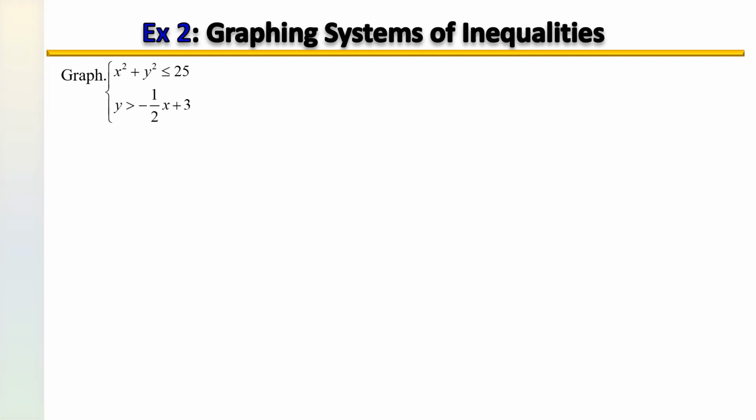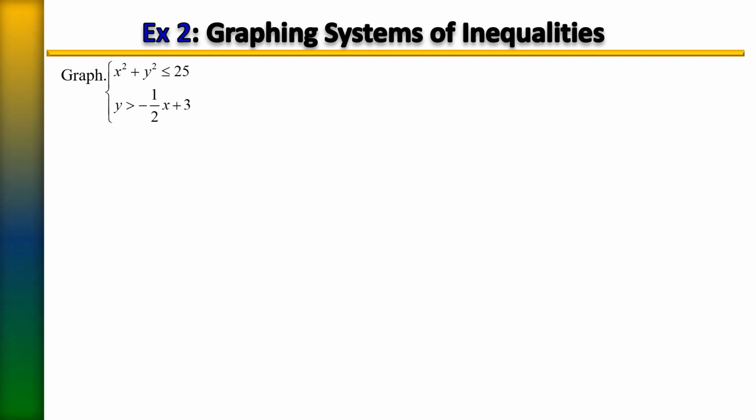In this example, we're going to graph a system of inequalities. So step one is to focus on your first graph. Notice our first graph here. What do you notice about this equation? Well, you should have noticed that with the x squared and the y squared term and a positive number on the right side, that is the graph of a circle.